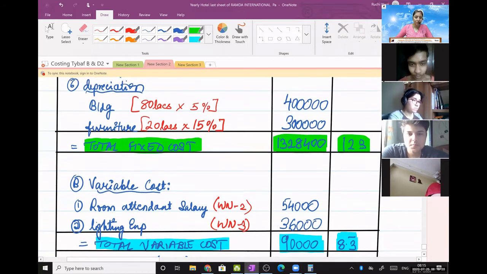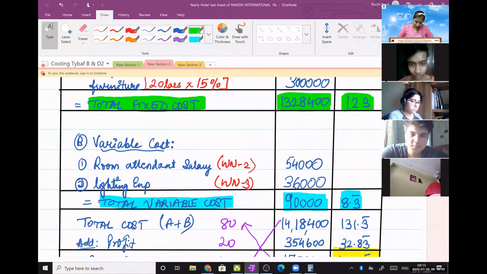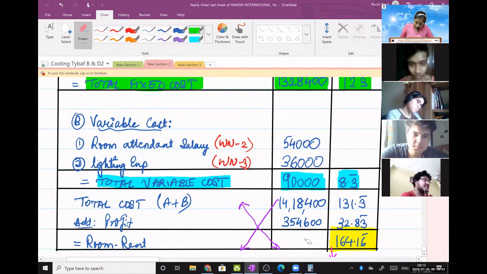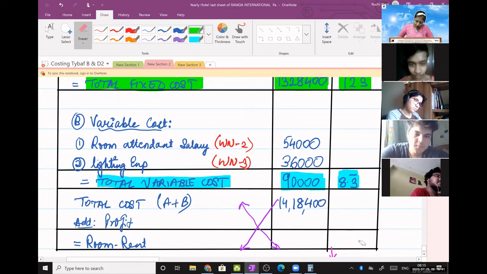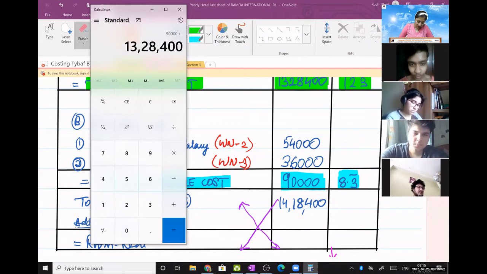Okay, now we know what to do. Total cost is fixed plus variable. Fixed cost plus variable cost is total cost, so add it. 90,000 variable cost plus 13,28,400 fixed cost. So my total cost is 14,18,400.